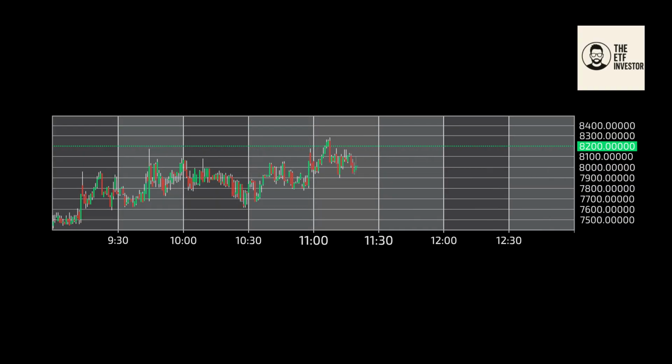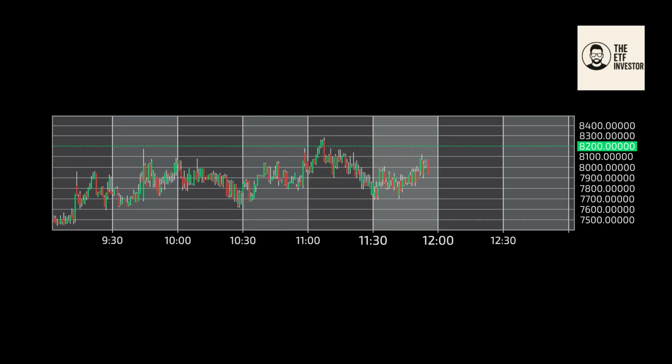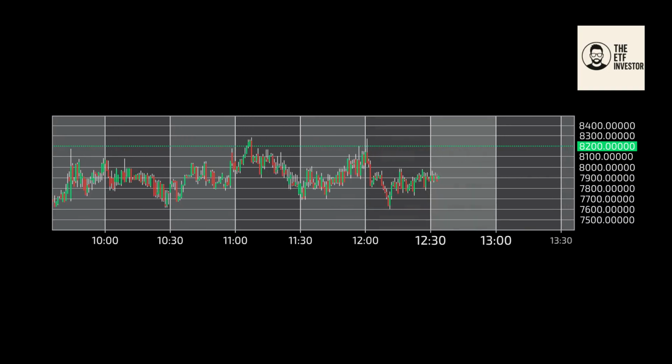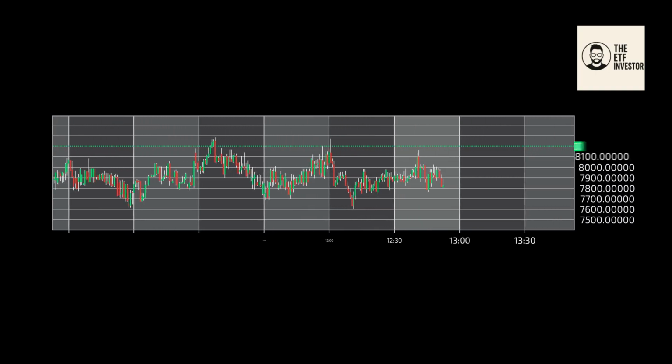Today, we're diving into an important core equity ETF that many investors overlook, the SPDR Portfolio S&P 500 ETF, ticker symbol SPYM. If you're building a low-cost, diversified U.S. equity portfolio, this is one you'll definitely want to understand.